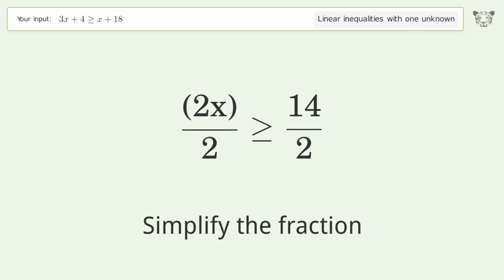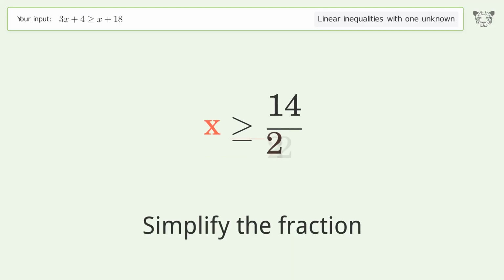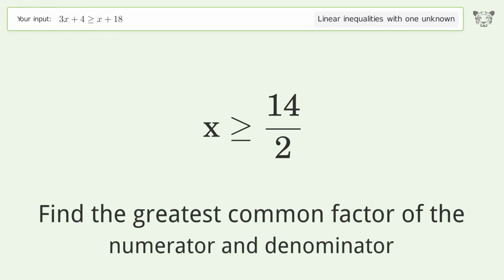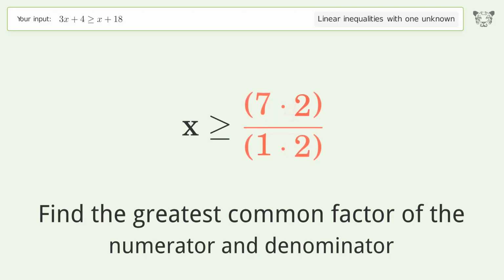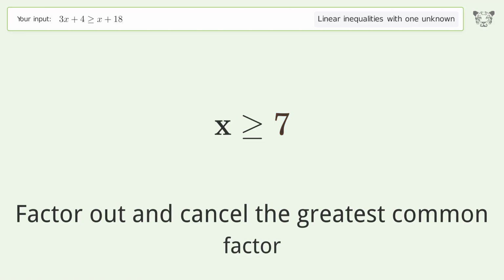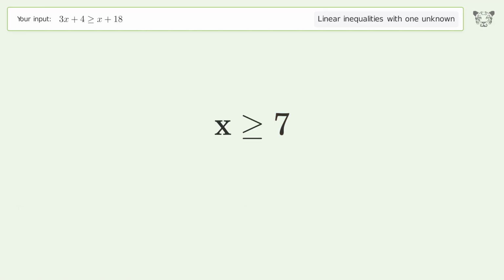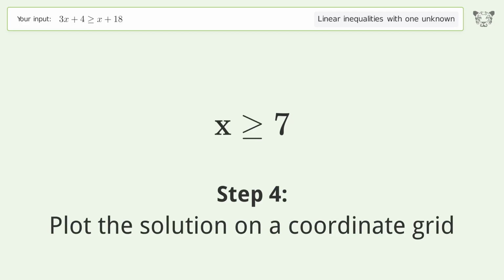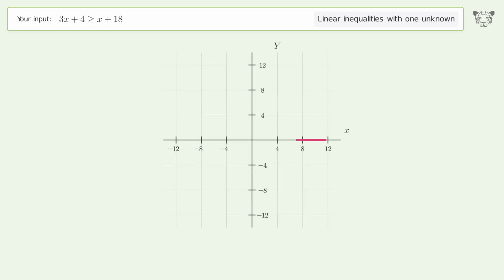Simplify the fraction. Find the greatest common factor of the numerator and denominator. Factor out and cancel the greatest common factor. Plot the solution on a coordinate grid. And so the final result is x equal or greater than 7.